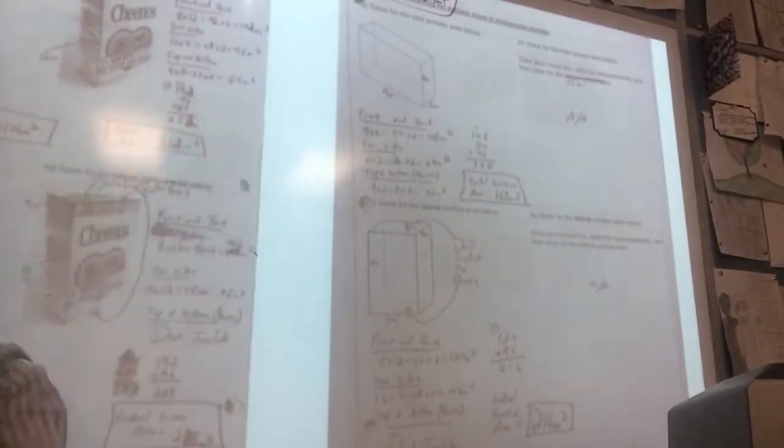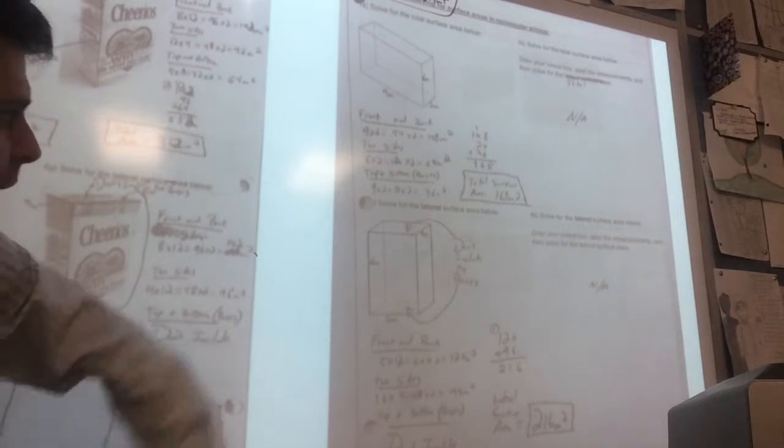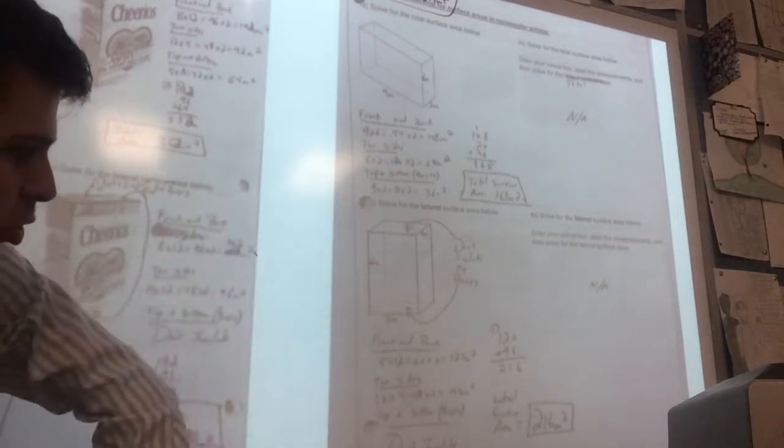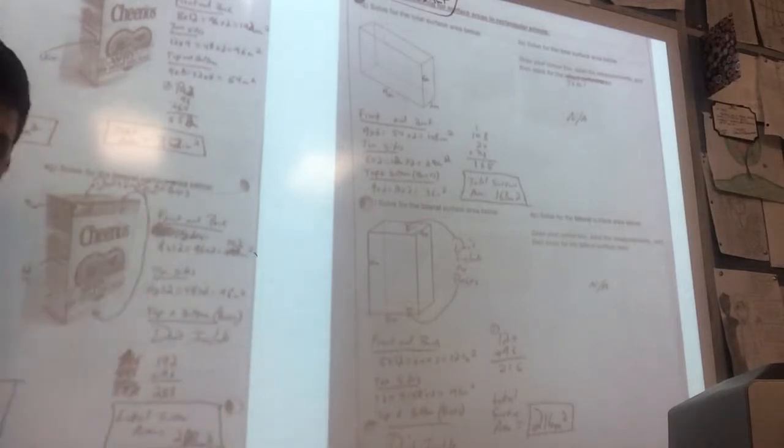Over here, problem 1S was 168 meters squared. And problem 2S was 216 meters squared. Remember, do not include the bases for lateral surface area.